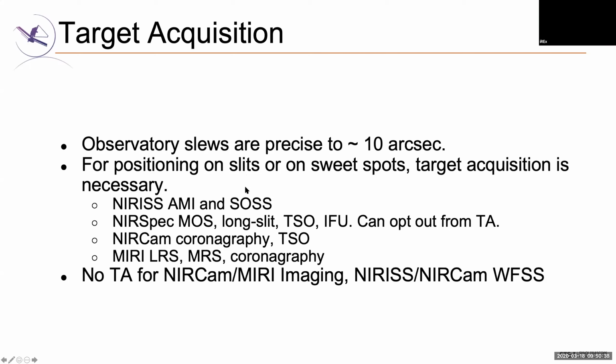And so if you need more precise position, say on slits or on the sweet spot for the coronagraph, then you need the target acquisition, and that's required for AMI and SOSS for NIRISS, for NIRSpec multi-object spectroscopy, long slit, TSO, IFU, although you can also opt out of target acquisition for a few of those modes. For NIRCam coronagraphy, you need the target acquisition, for TSO as well, MIRI LRS, MRS, coronagraphy. And as you can imagine, the NIRCam and MIRI imaging modes don't require target acquisition because they have a wide enough field of view. And the same is true for NIRISS and NIRCam WFSS.